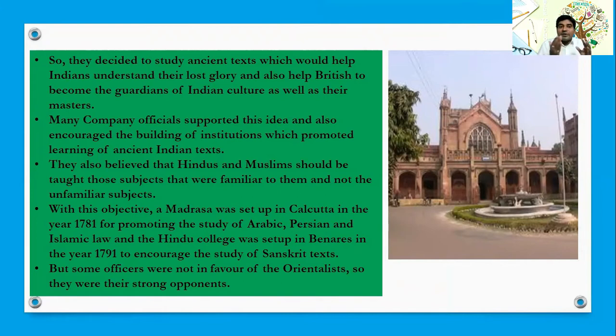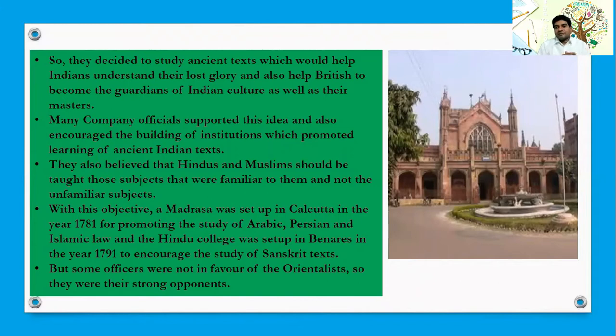That would also help the British become the guardians of the Indian culture as well as their masters. They thought that once we know about the Indian culture, and understand the lost glory and the glorious past, then we will be able to become better guardians. That is what they thought for the British in India. So the British would get a better idea of how to become the guardians of the Indian culture as well as their masters.